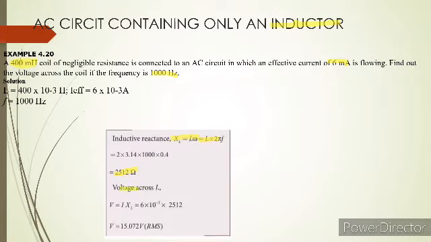Next we'll find out the voltage across the circuit. Voltage is given by XL into I. We have 6 milliamps, so I have written here 6 into 10 power minus 3 into the XL inductive reactance, which we have got as 2512. By multiplying it, we'll get V equals 15.07 volts. So this is the value for this inductor. So we have found out the voltage across this circuit.